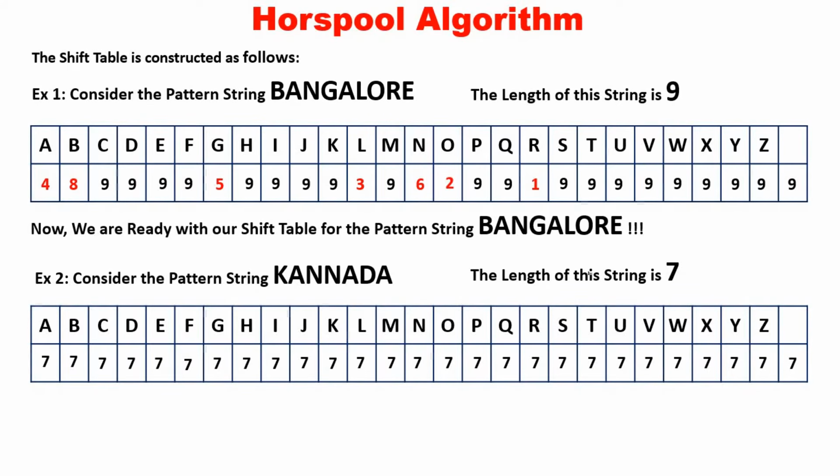1, 2, 3, 4, 5, 6. Therefore K has to be updated to 6. Second character A. How many characters are there? 1, 2, 3, 4, 5. So A has to be updated to 5.